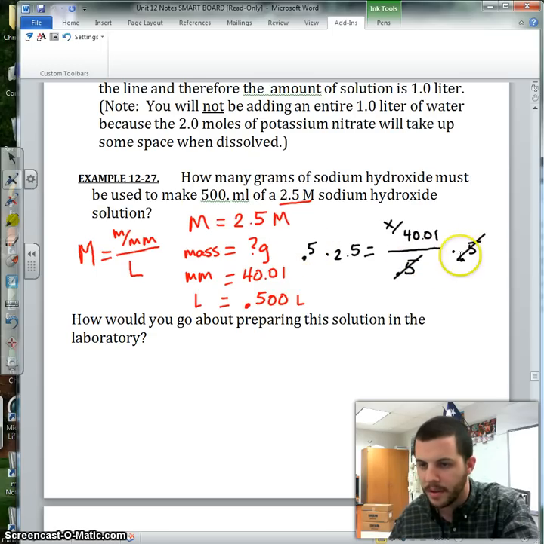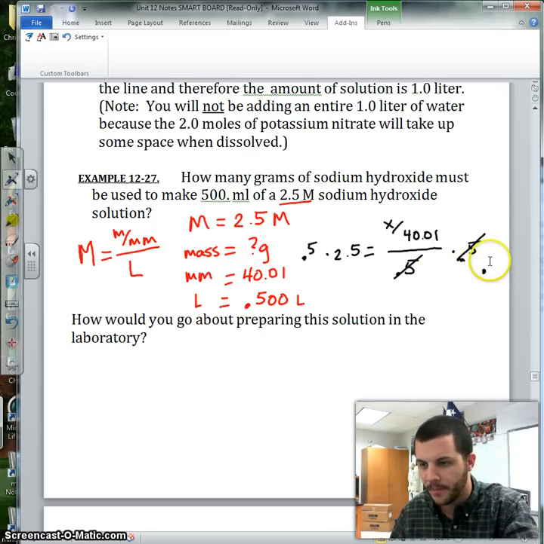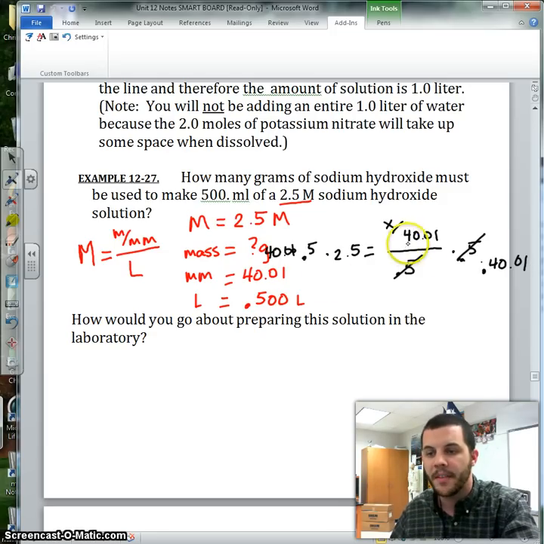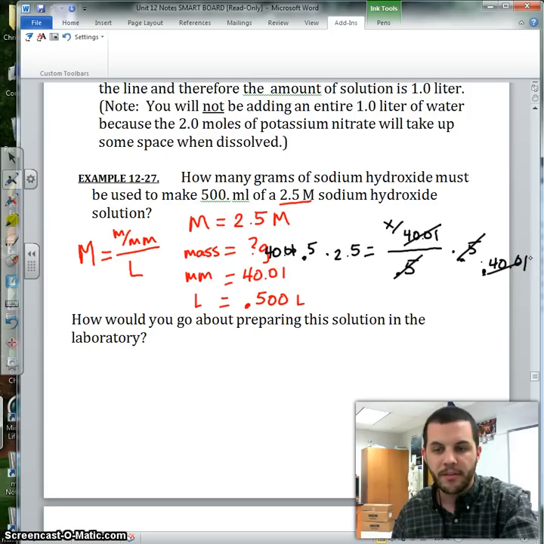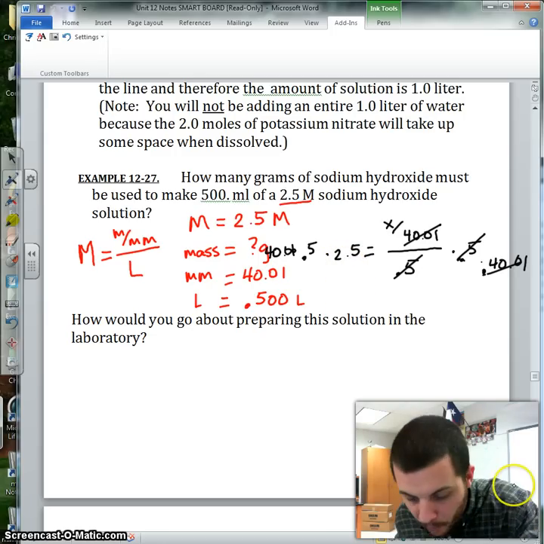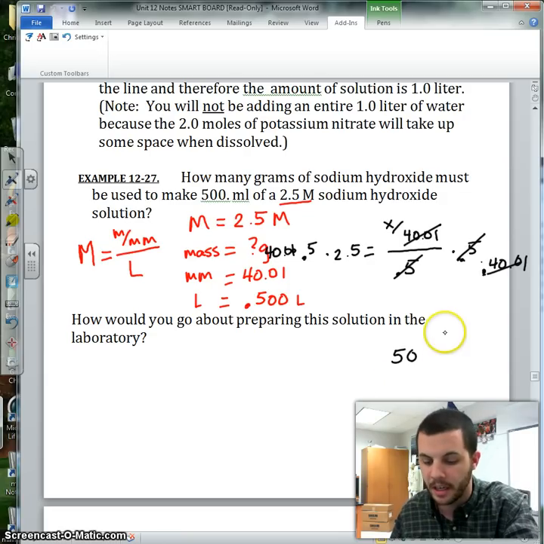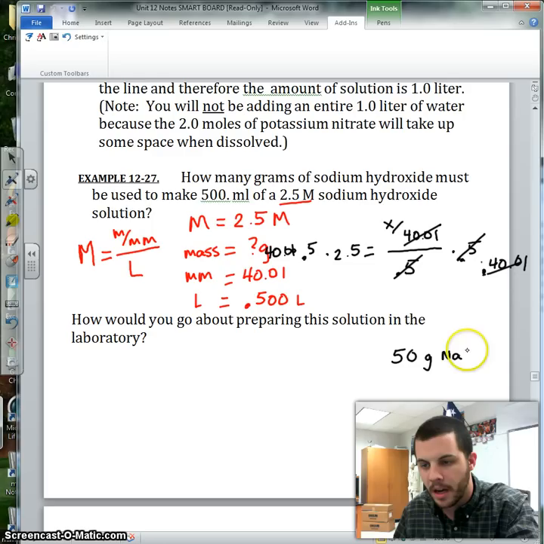And those cancel. Now I've got 40.01 on the bottom, so I need to multiply both sides by 40.01, and that gets 40.01 out from the bottom. So now I have X equals 40.01 times 0.5 times 2.5, which should get me 50. When I type that into my calculator, that should get me 50 grams of sodium hydroxide.